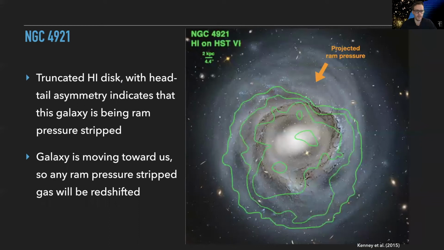Here's an HI map on top of an HST map, showing that this galaxy has a truncated HI disk with a head-tail asymmetry that indicates ram pressure. You can see that ram pressure is incident most strongly in the northwest quadrant. So this is the leading side of the galaxy where you'd expect to see more strong effects of ram pressure, versus the trailing side on the southeast, which is a more shielded part of the galaxy from ram pressure. Also, I just want to note that the galaxy is moving towards us through the cluster, so any ram pressure stripped gas will end up behind the galaxy and be redshifted.